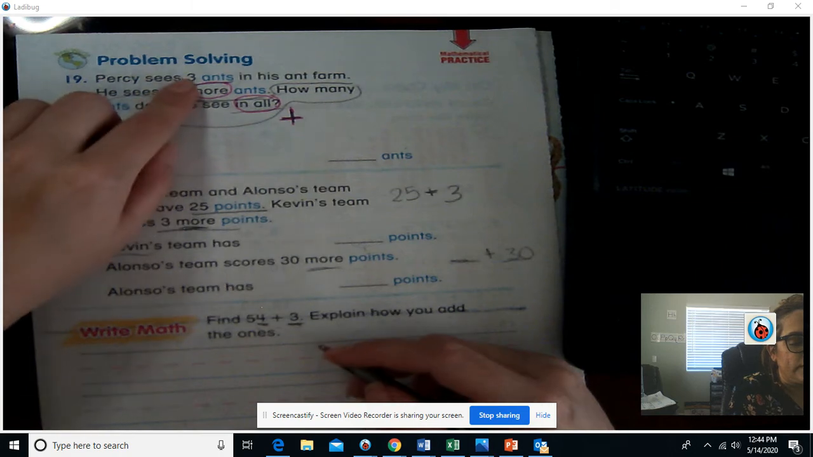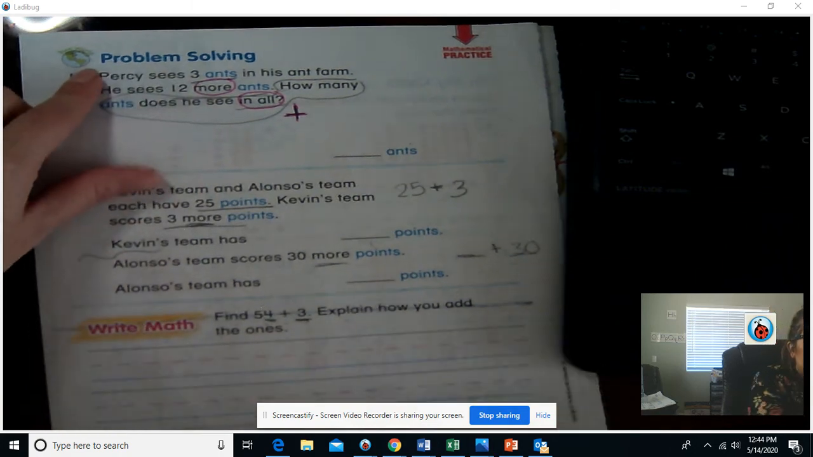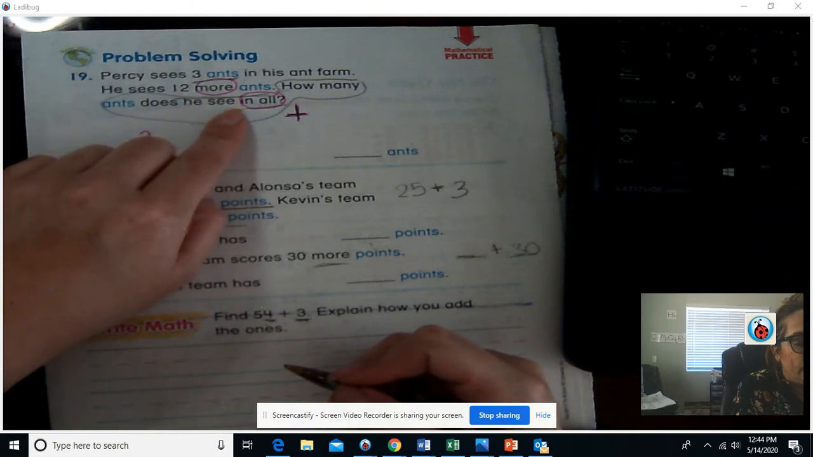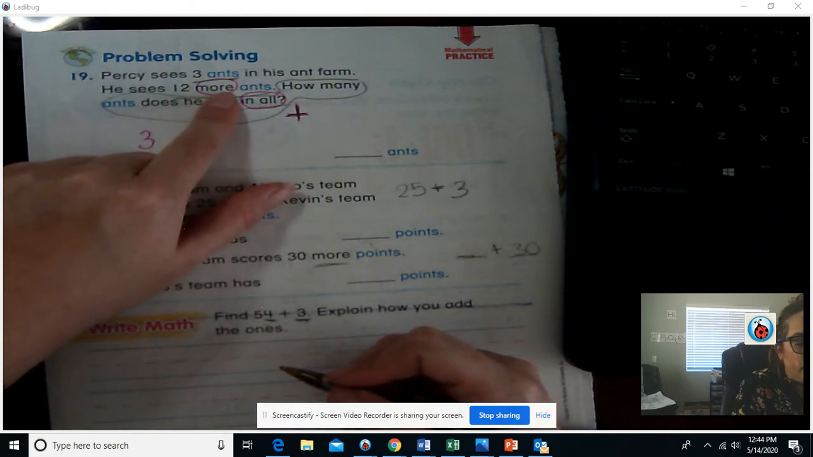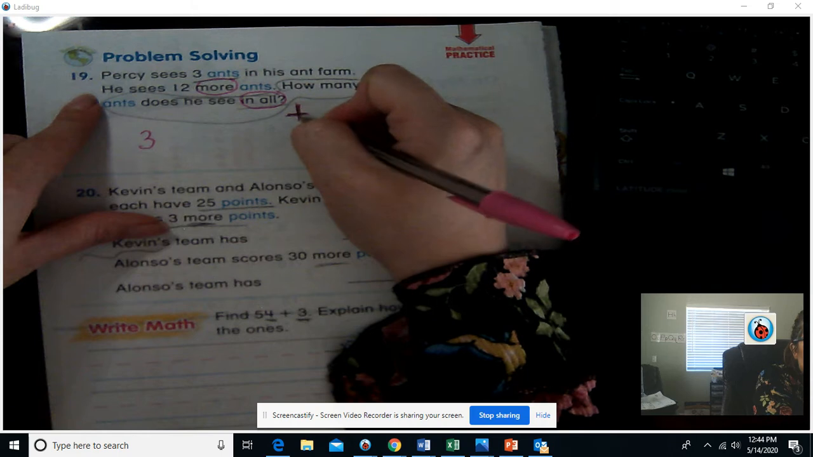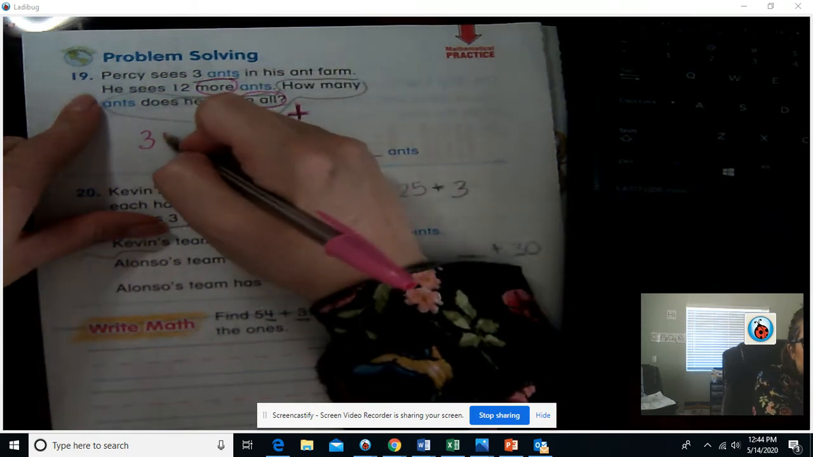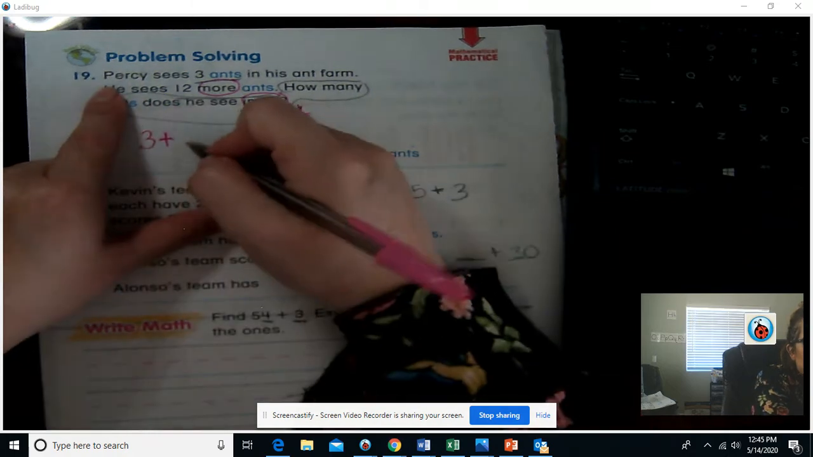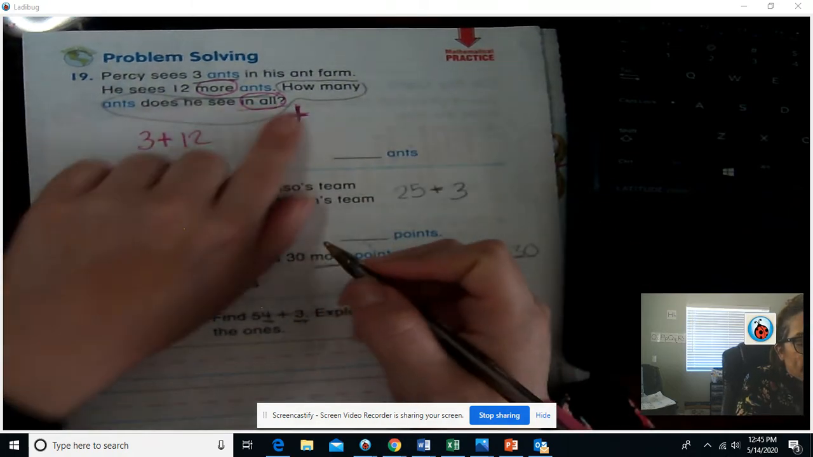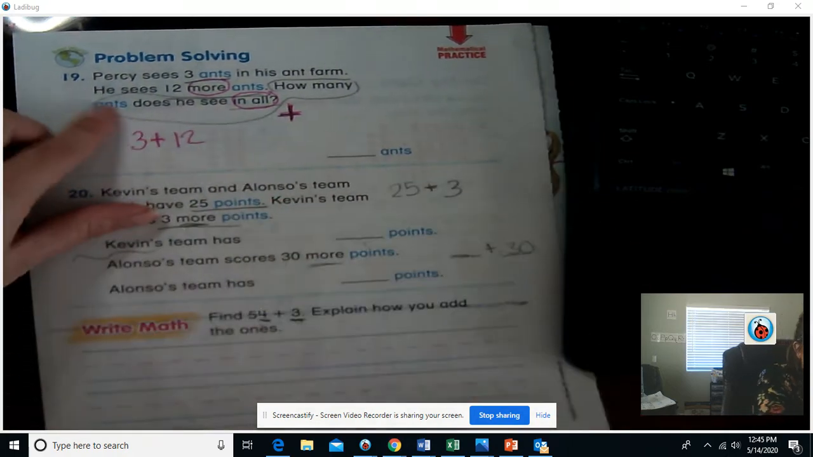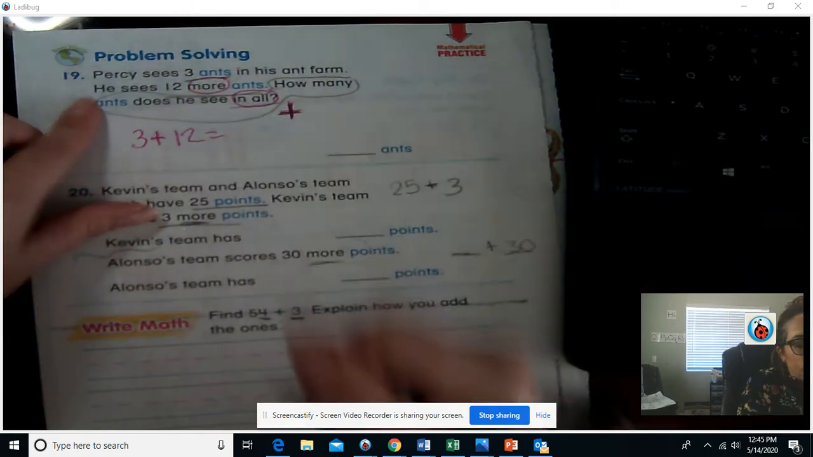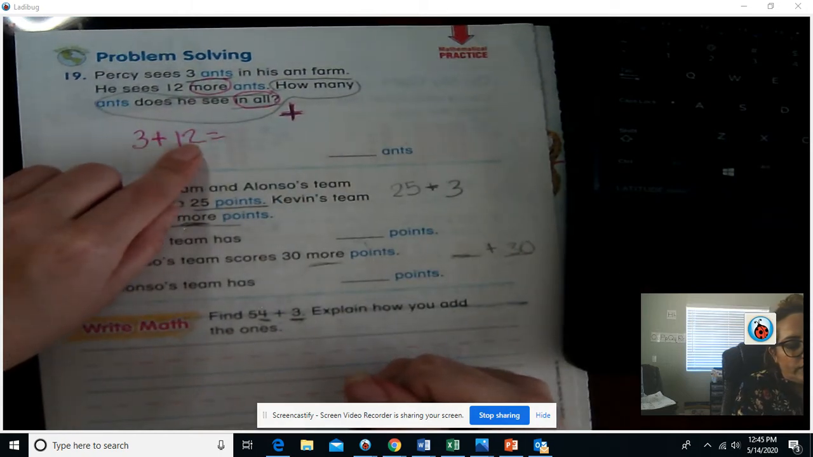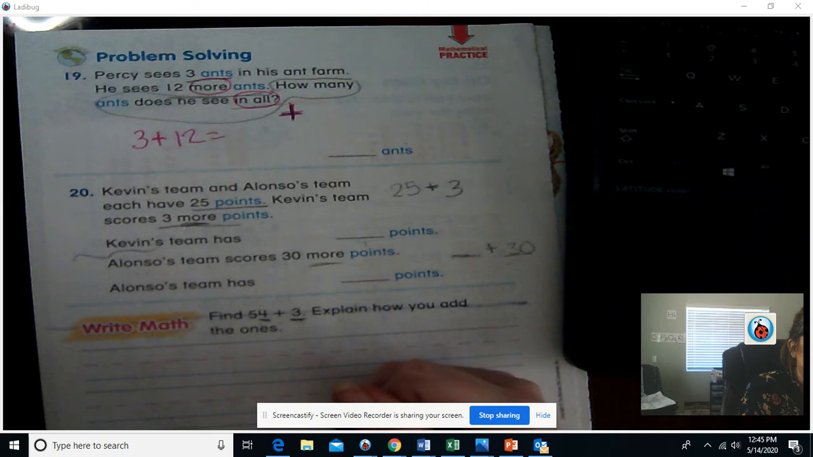So if Percy sees 3 ants, and then he sees 12 more, we're going to add because more tells us we're going to add more. 3 plus 12 more. How many ants does he see in all? So we want to find the sum of 3 plus 12. And you're going to use the strategies that we just used.